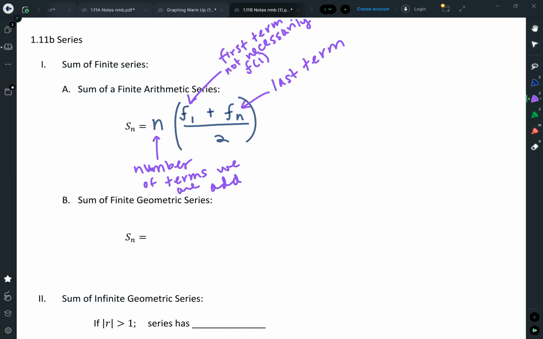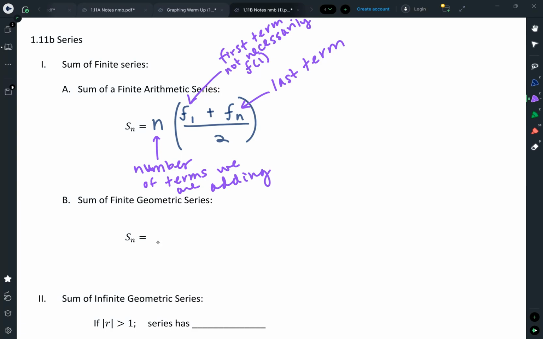Next formula is for the sum of a finite geometric series. So geometric because you're multiplying each time. And remember, that's going to look like an exponential function, right? Where your variable is your exponent, where you've got your start, your growth factor, and your exponent. It looks something like that when you're looking at it in sigma notation.